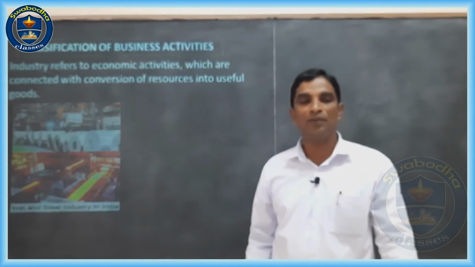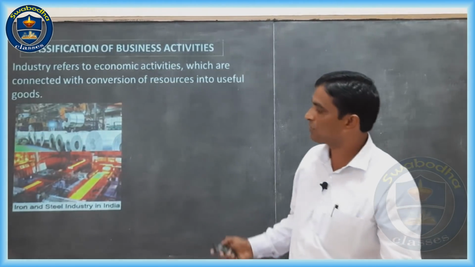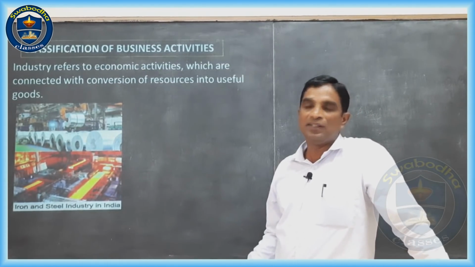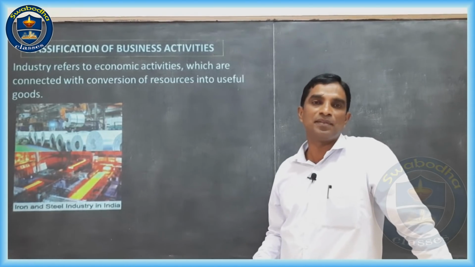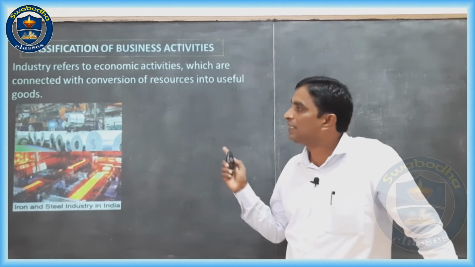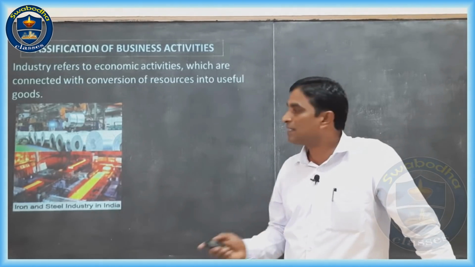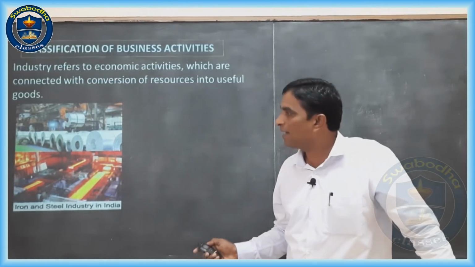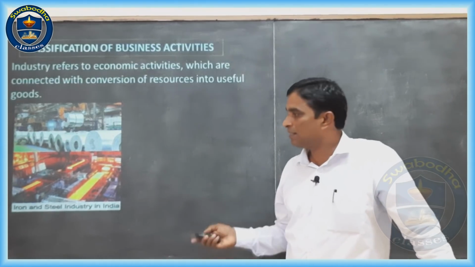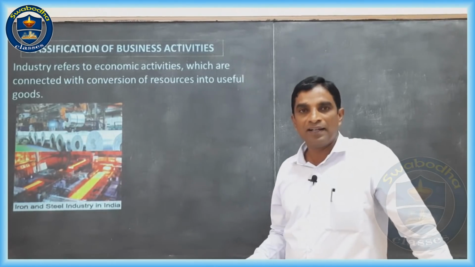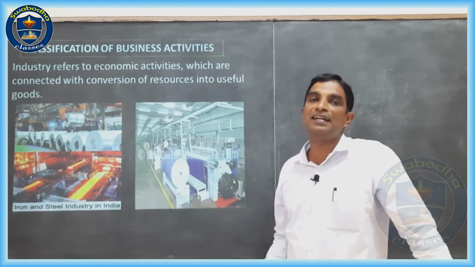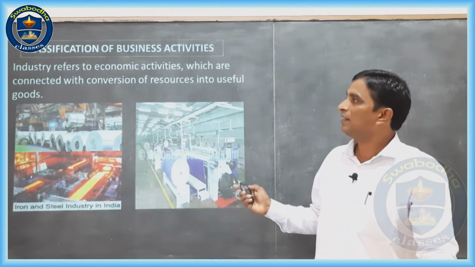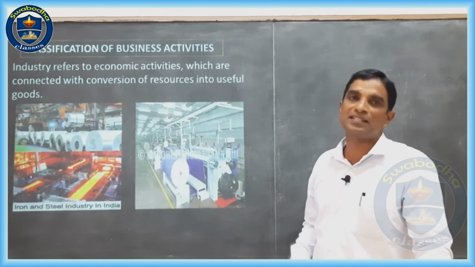In industry we have examples. See here, this is the iron and steel industry in India. Like this, so many industries are there. So you may get a question: what is industry, and write an example for industry. See here, it is the iron and steel industry, because it is our basic industry. Another one is the cotton and textile industry. These are two examples. You can write any example.